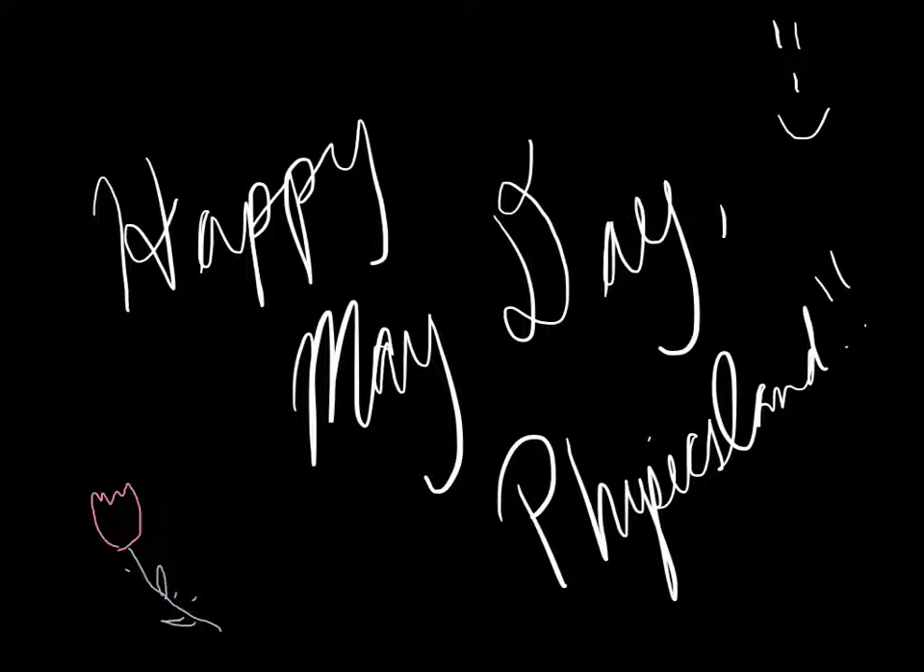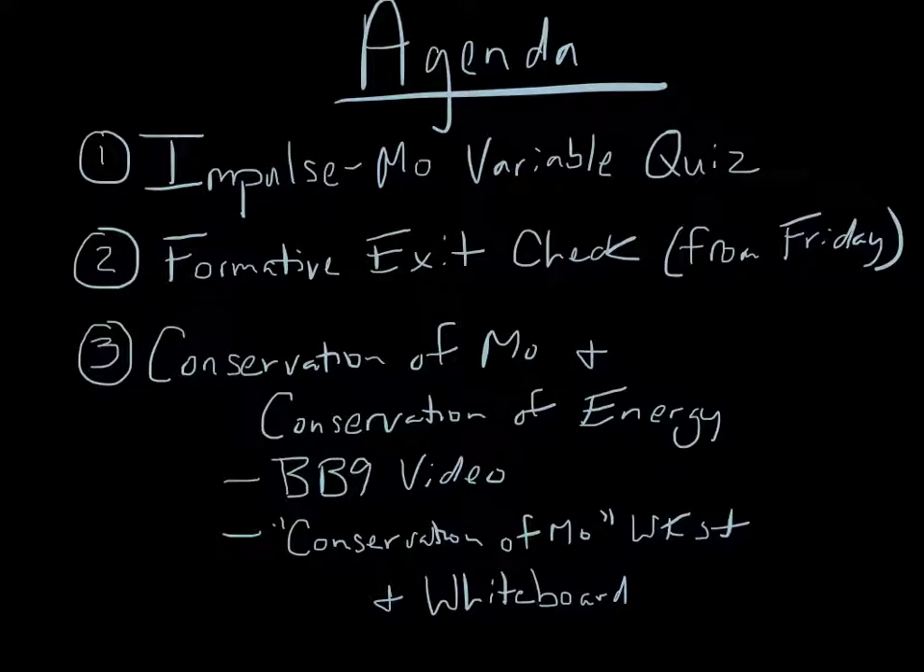So, here are little notes and a little agenda of what we are going to do for today. First thing we're going to do is I'm going to give you back your impulse momentum variable quiz. The marks and your grades are on there. I'd like you to work with me, and I'm going to walk through the corrections on that.